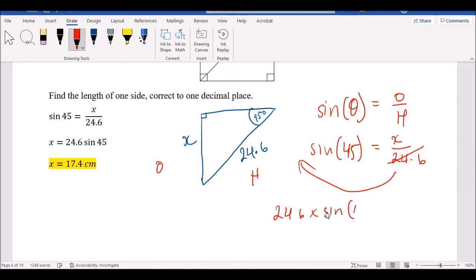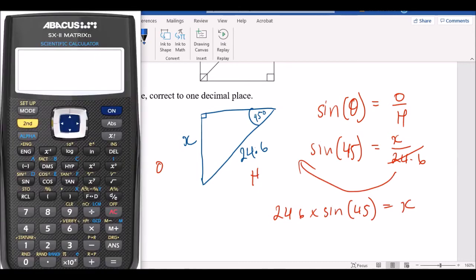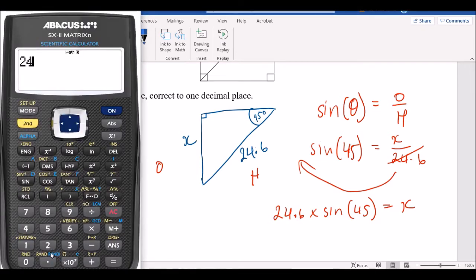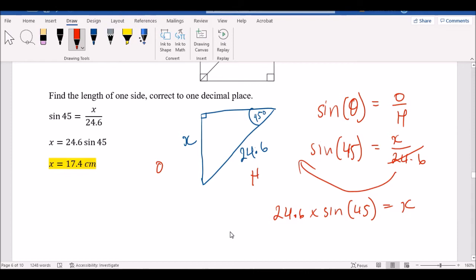I am struggling. Sine 45 equals X. Put that in my calculator. So 24.6 times sine of 45, sorry, should equal 17.39. Yes? I did cos, but I still got the same answer.